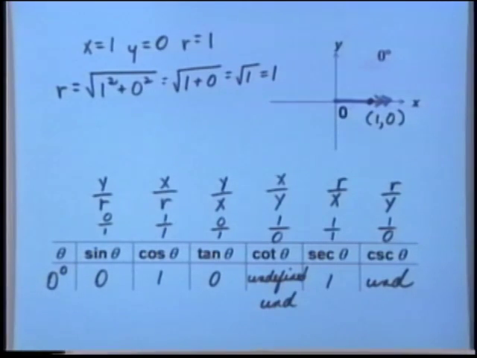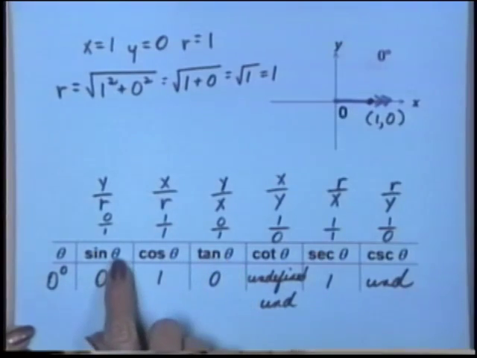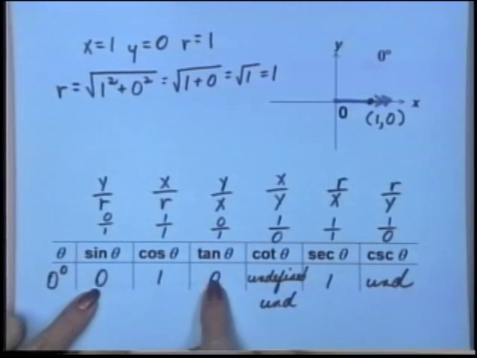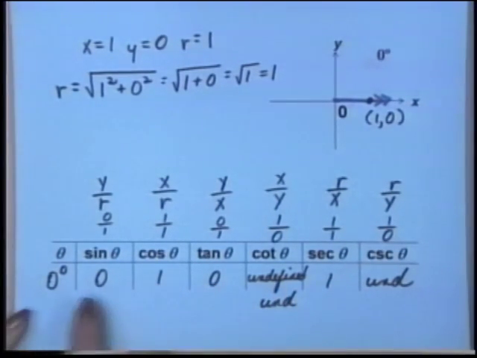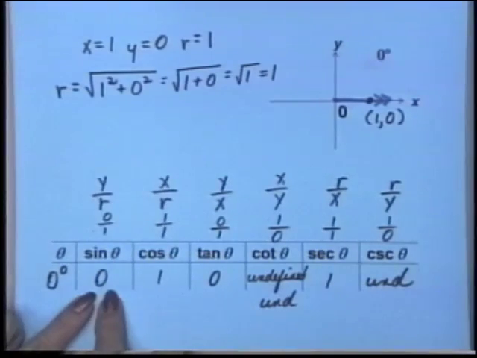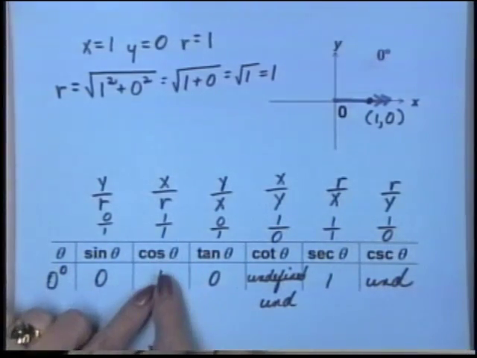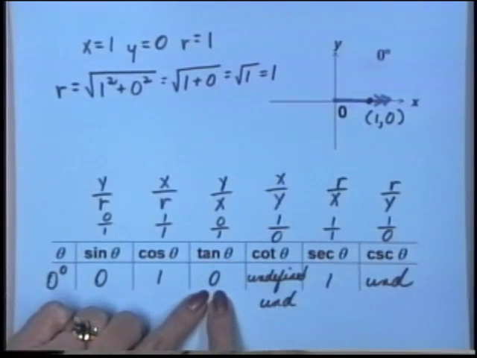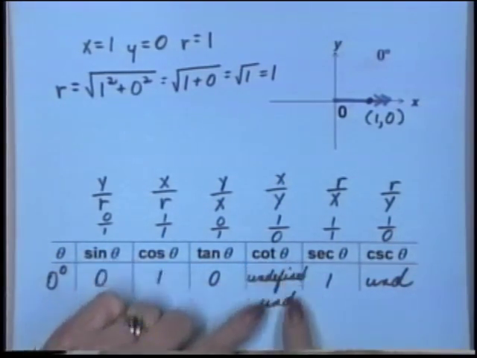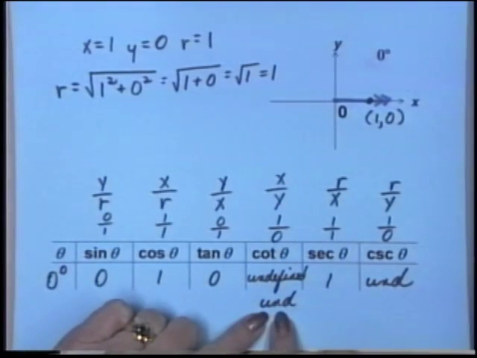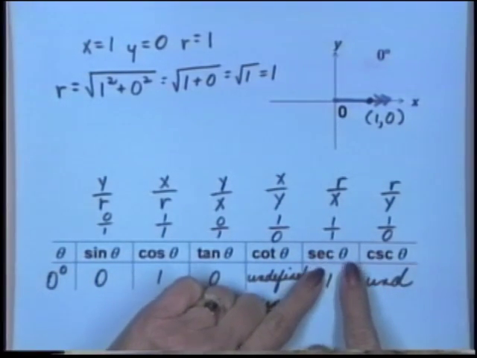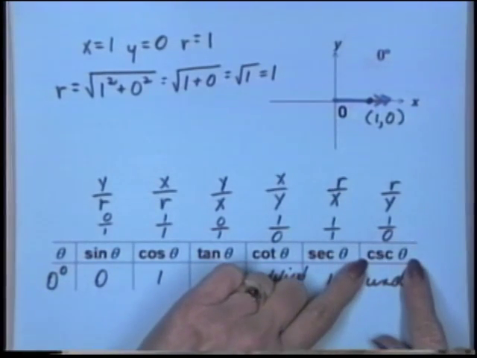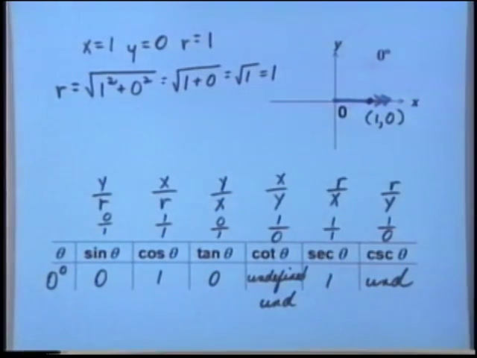So what we're doing here is we are using 0 in place of our variable. We are using 0 for input, and then this represents our output in this function. So the sine of 0 degrees is 0. The cosine of 0 degrees equals the number 1. The tangent of 0 degrees equals the number 0. The cotangent of 0 degrees does not equal a number, it's undefined. The secant of 0 degrees equals the number 1, and the cosecant of 0 degrees is undefined.